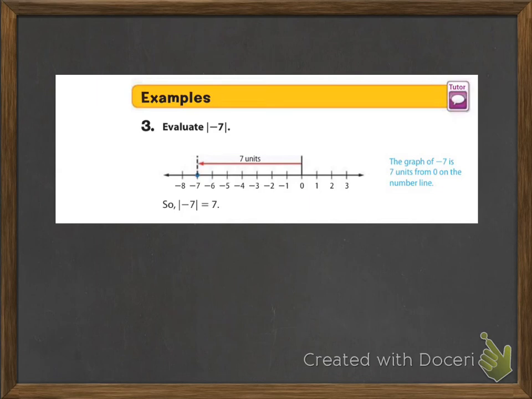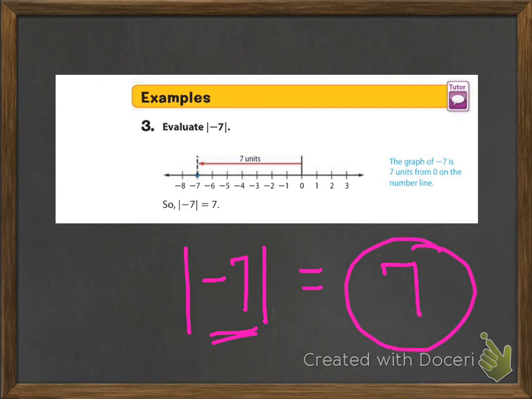All right, so now evaluate. This is what this means. So over here, you've got evaluate negative 7. So you've got the absolute value of negative 7 is just saying, hey, what's the absolute value of negative 7? And you would simply say 7. That's it, you guys, just 7. Don't put any brackets around it, just the number 7.